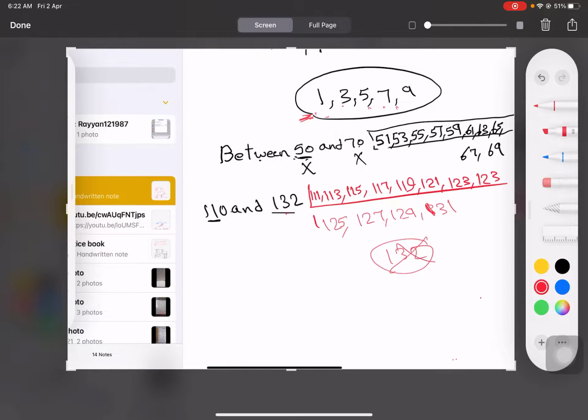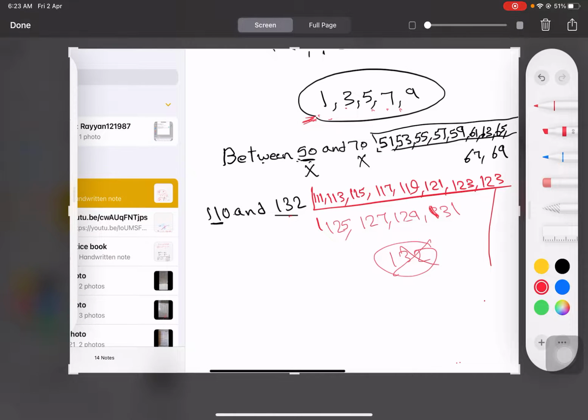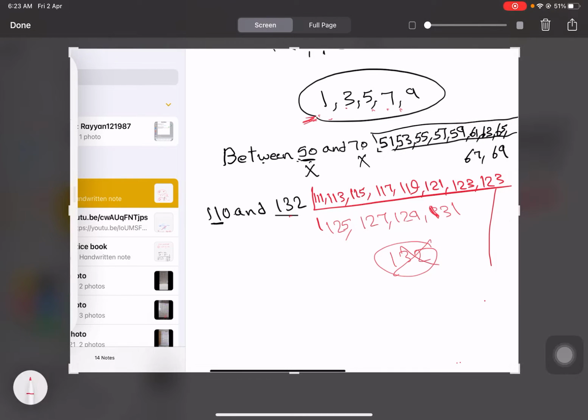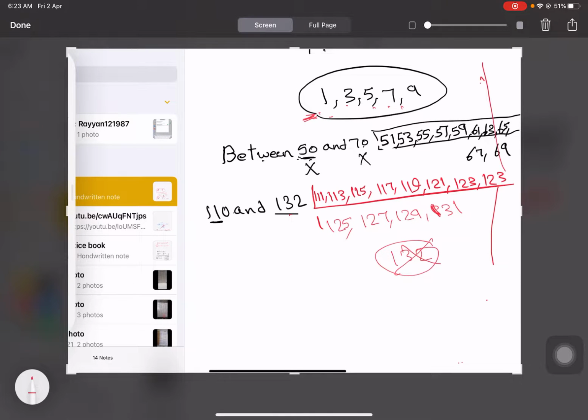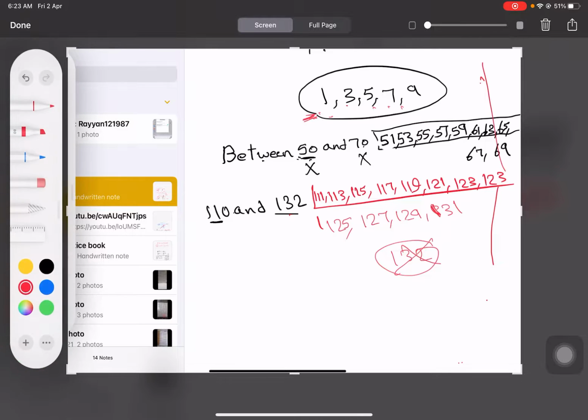Let's do between 88 and 98. We are going to write what? We are going to write between 88 and 98.